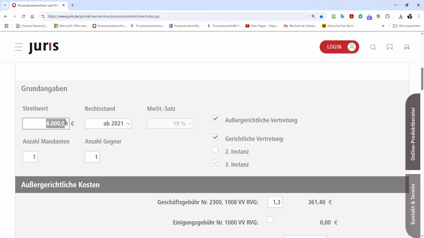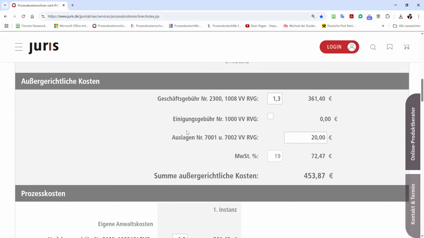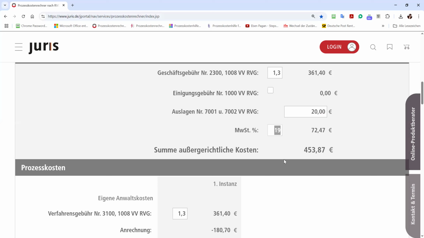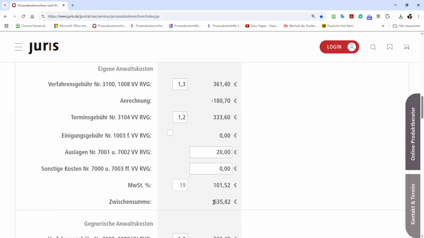You have to make sure that both boxes are checked. Obviously, you have to make sure that the dispute value is entered here, and then you can see how much he will have to get for the out-of-court proceedings. In this case, 453 euros and 87 cents, including 19% VAT. And for the representation before the German courts, the fee you will have to pay is 635 euro and 82 cents.